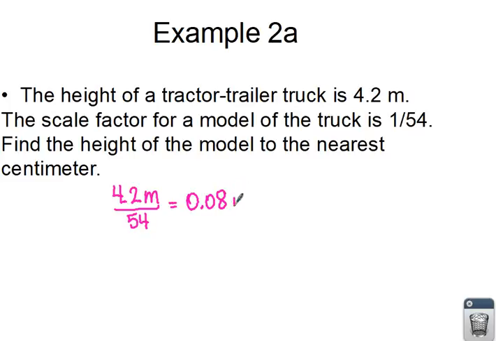0.08 meters. And that's well and good, but how many of you actually know how much 0.08 meters is? So I'm going to change this. I'm going to move my decimal place. This is 8 centimeters, which makes sense for the height of a model truck.